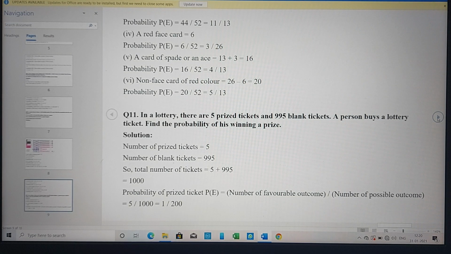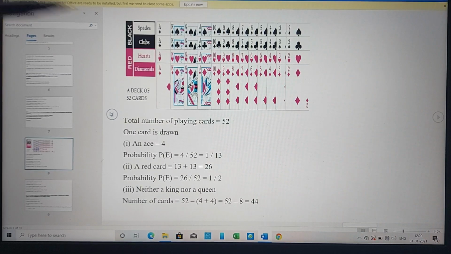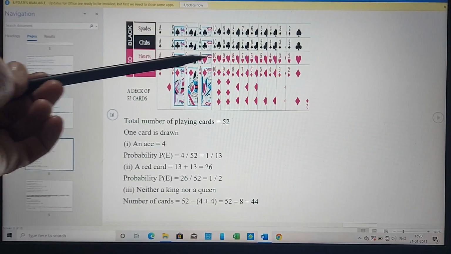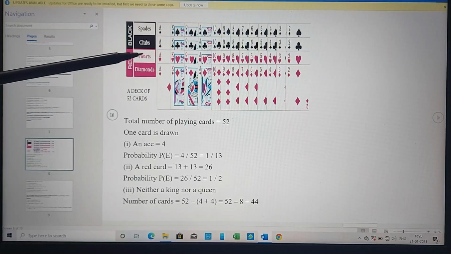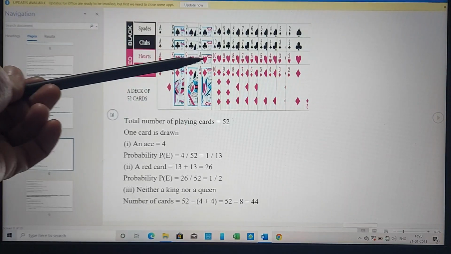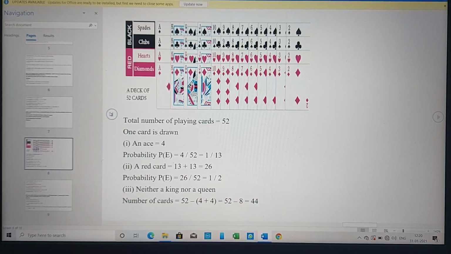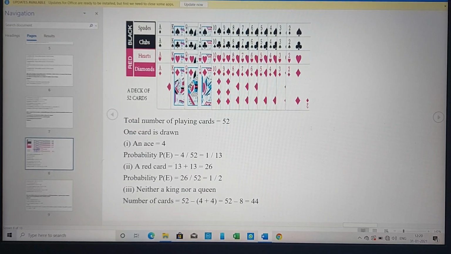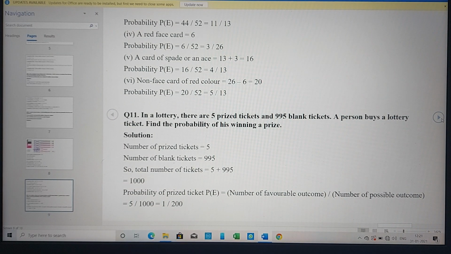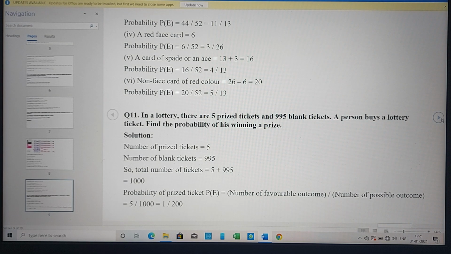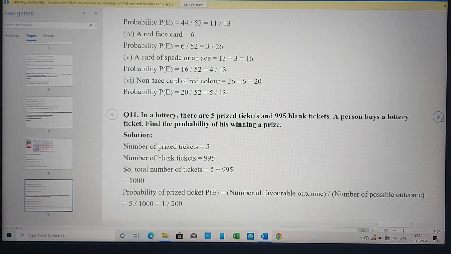Clear? Now, non-face card of red color. Non-face card of red color. Red color we have heart and diamond. Face cards 1, 2, 3. 3 we have removed. So how many are left out in heart? Total 13 cards minus 3. 3 face cards are removed. So 10. 10 cards for heart, 10 cards for diamond. So favorable outcomes are 20 and total number of outcomes are 52. So 20 upon 52. Clear? 20 upon 52, that means 5 upon 13. Clear?